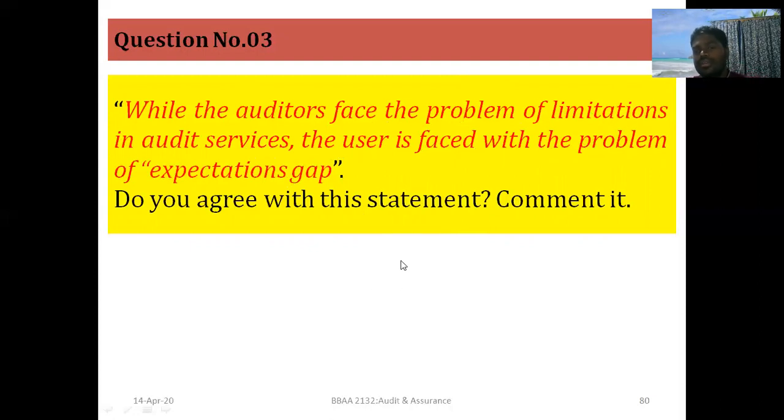Yes. So once you give the definition of the expectation gap, then you should say what the reasons, what the causes of this expectation gap are. What are the factors that lead to this expectation gap? So already we discussed, no? So unrealistic expectations. What are the examples? Then, one by one, you can say, these are the reasons. So at least three, minimum three reasons.